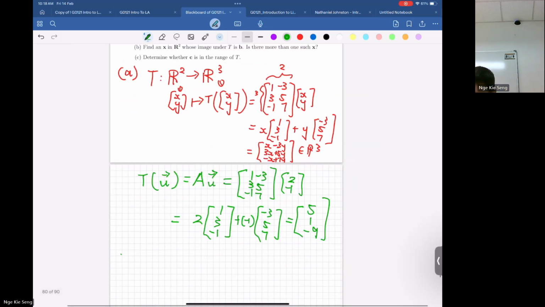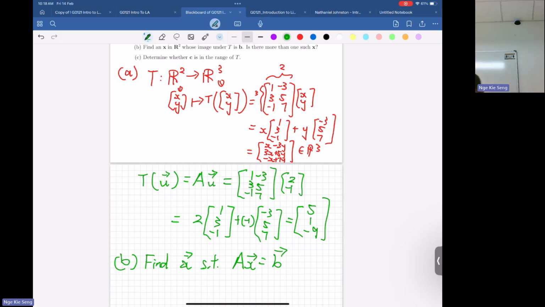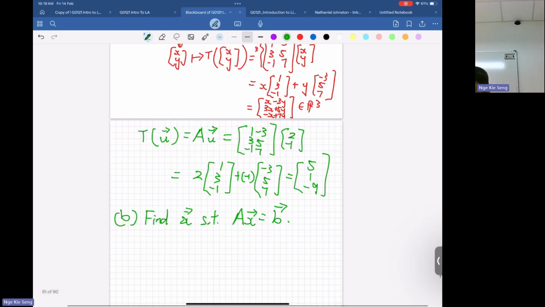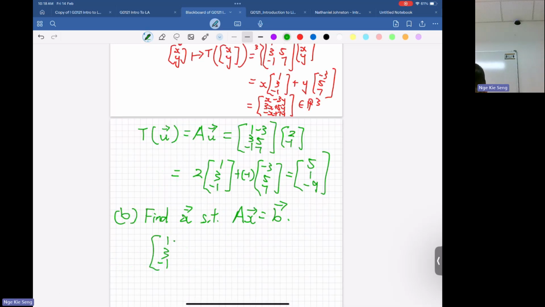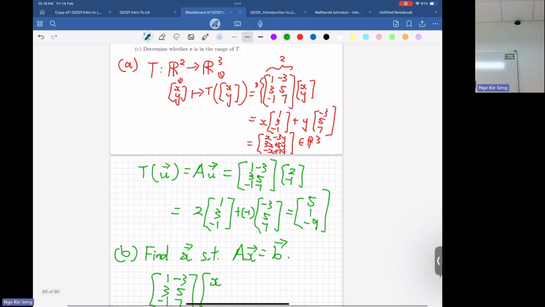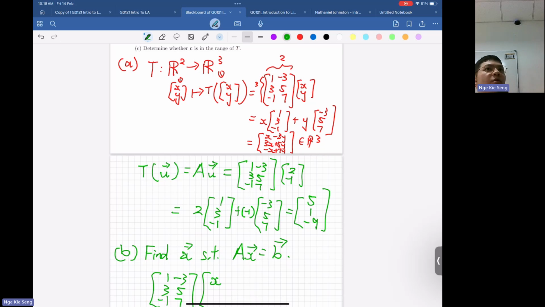How about B? B says: find an x in R2 whose image under T is b. So find x such that Ax equals b. And then it asks whether there is more than one such x or not. Let's see. A is given: 1, 3, -1, -3, 5, 7. x you want to find, right? So x lives where? R2 or R3? Domain or codomain? Domain, right.